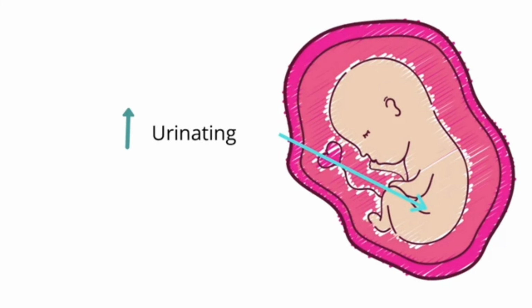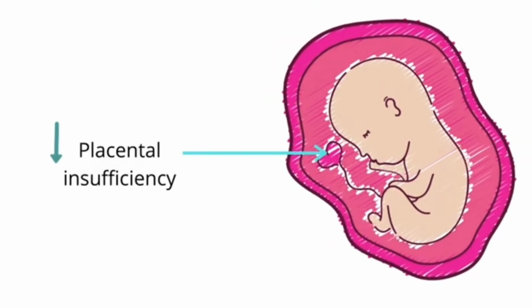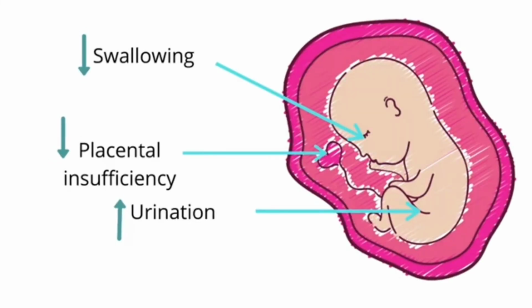And now we have the placenta. So the placenta transfers nutrients from the mother to the baby, and it allows the baby to receive everything it needs for adequate growth and development. So if the placenta is affected, this affects growth and development, which in turn decreases the amniotic fluid production. So placental insufficiency decreases amniotic fluid. Overall, swallowing decreases amniotic fluid. Placental insufficiency also decreases amniotic fluid, and urination increases amniotic fluid.